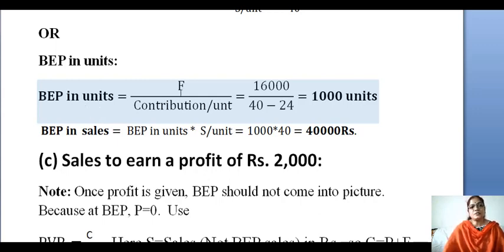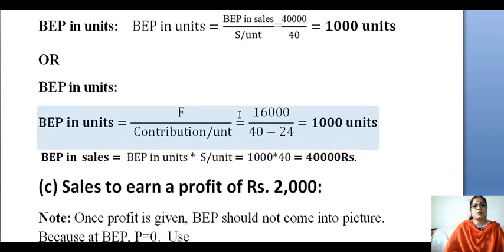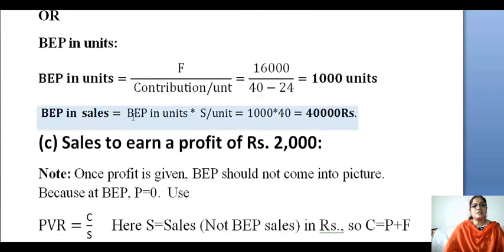BEP in units is equal to F by contribution per unit. F is nothing but fixed cost, 16,000 divided by 40 minus 24, that is 1,000 units. Same answer we are getting, but we are adopting here bottom to top approach. What we did previously, quite opposite to that. BEP in sales, if you want, simply multiply BEP in units by sales price per unit, we get it.